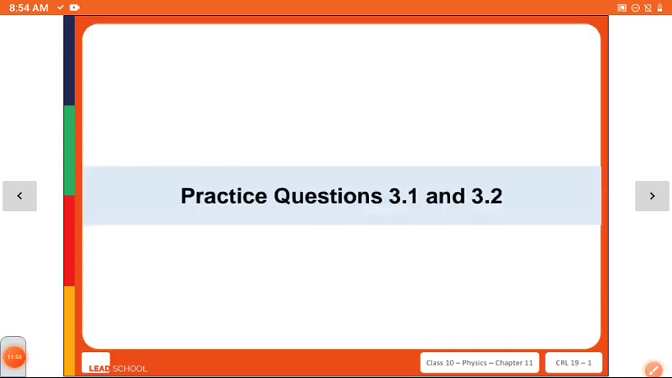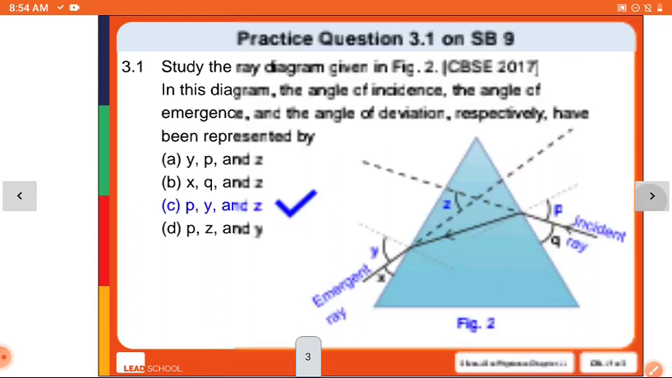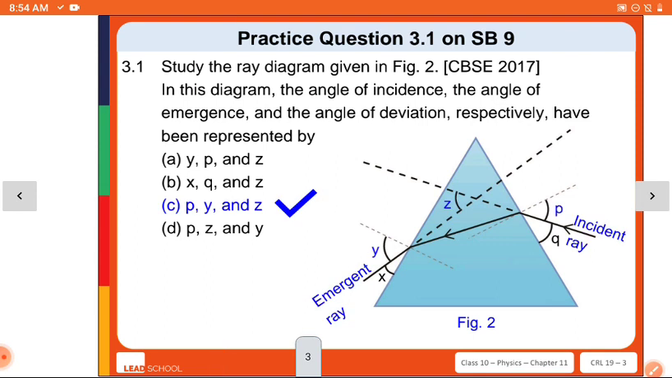Students, first of all practice questions 3.1 and 3.2. Open your supplementary book SB9. In question 3.1, study the ray diagram given in the figure. In this diagram, the angle of incidence, angle of emergence and angle of deviation have respectively been represented by, so, the angle of the incident ray PZ.